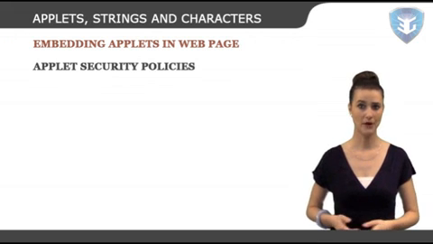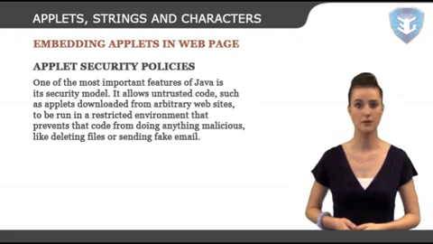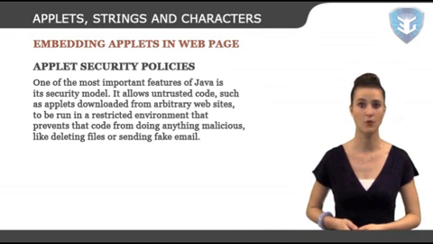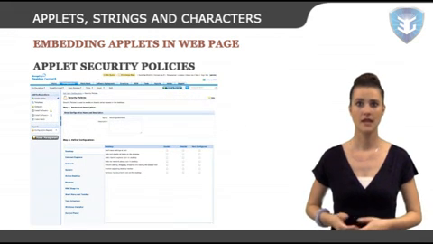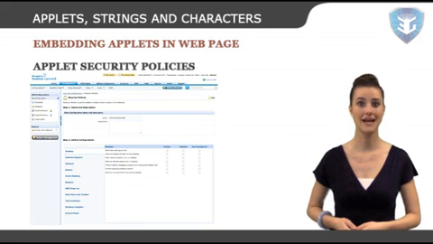Here we will learn about applet security policies. One of the most important features of Java is its security model. It allows untrusted code, such as applets downloaded from arbitrary websites, to be run in a restricted environment that prevents that code from doing anything malicious, like deleting files or sending fake email. The Java security model has evolved considerably between Java 1.0 and Java 1.2.